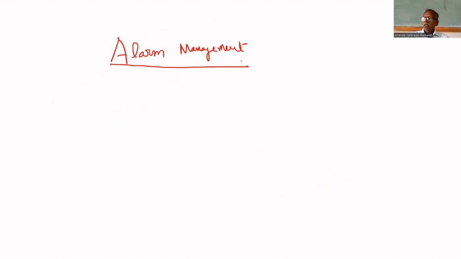Sometimes in industries, alarms are required. For example, a pressure vessel is there. If the pressure exceeds the strength of the vessel, it may blast. To avoid that, when the pressure exceeds, the operator needs an alarm. That is called an alarm. For that alarm, we have to manage it. How to manage that alarm, we will see today.